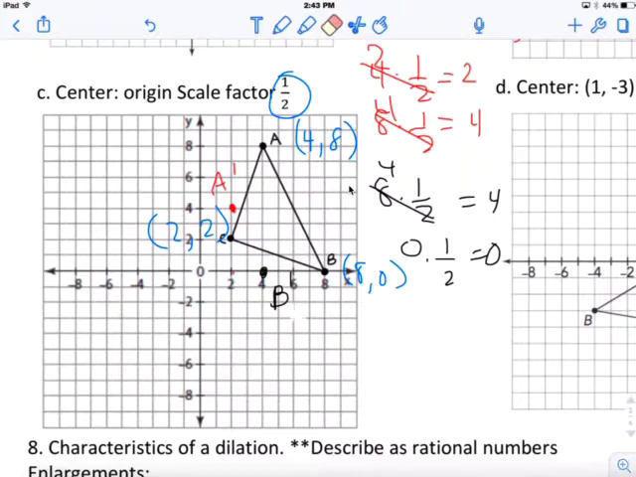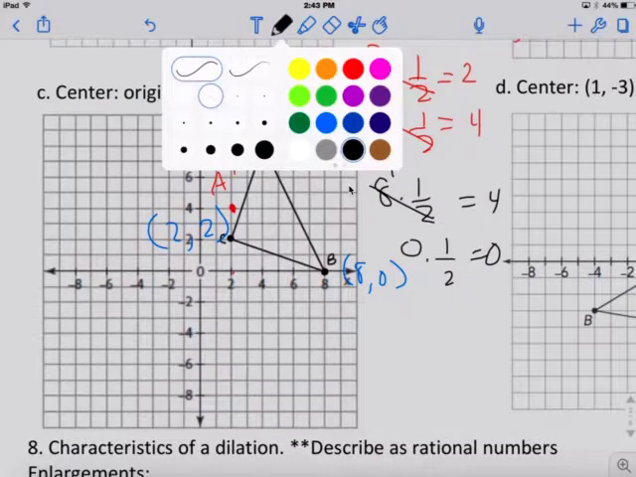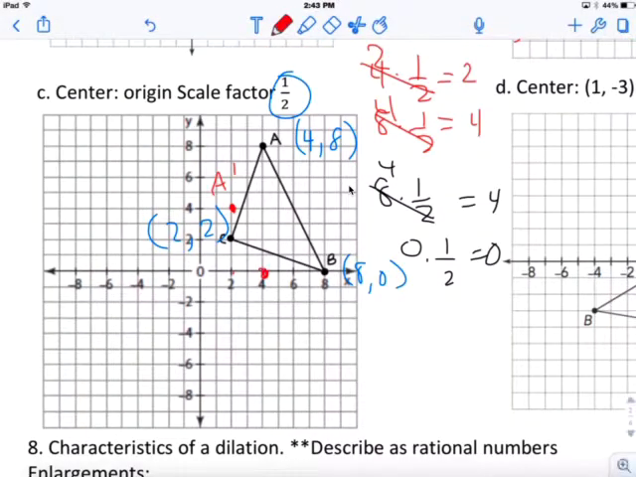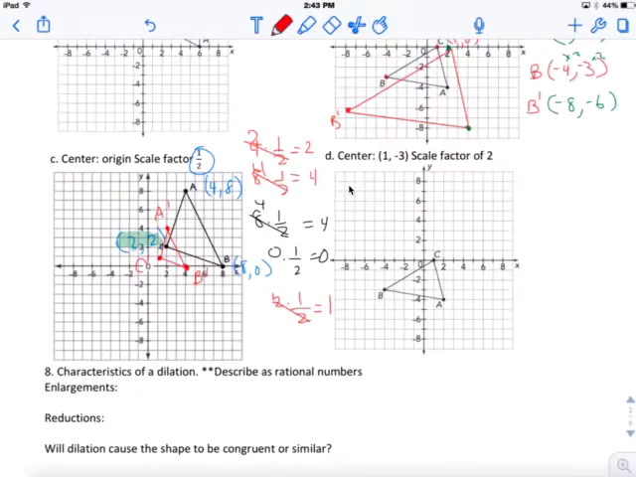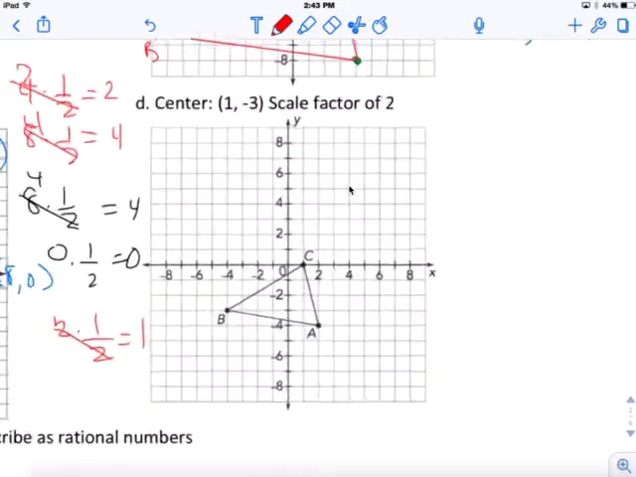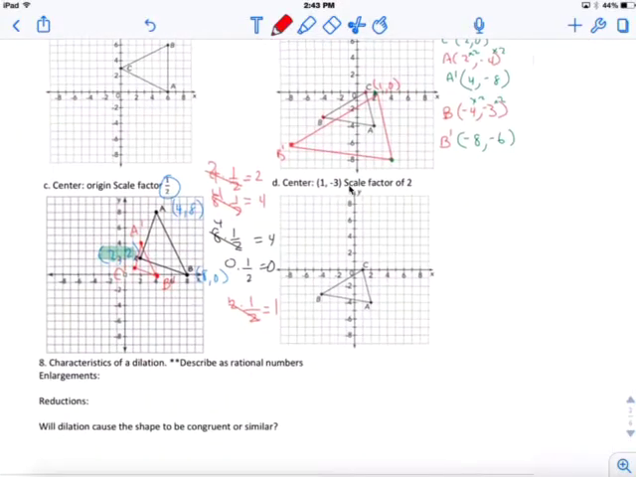Let me do it in red so you guys can see better. 4, 0, B prime. C prime is 2 times a half. It's the last one here, C is 2, 2. 2 over 2, or cross cancel, 1. And the other one's 1, 1 right here. C prime. There we go. So you do that, the scale factor. This is called a reduction. This is going to be an enlargement, okay?